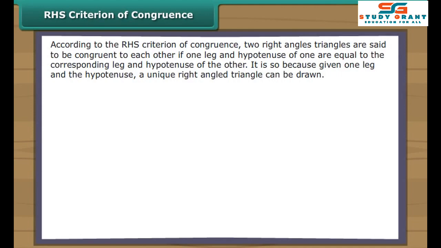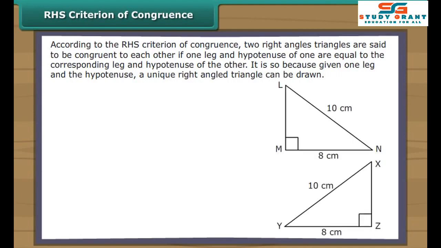RHS criterion of congruence. According to the RHS criterion of congruence, two right-angled triangles are said to be congruent to each other if one leg and hypotenuse of one are equal to the corresponding leg and hypotenuse of the other. It is so because given one leg and the hypotenuse, a unique right-angled triangle can be drawn.